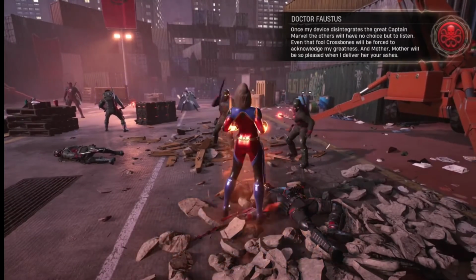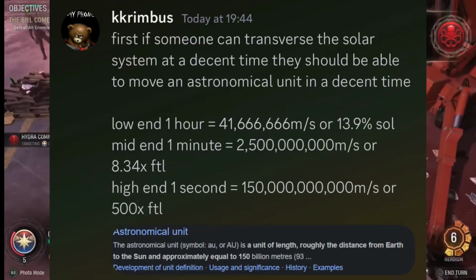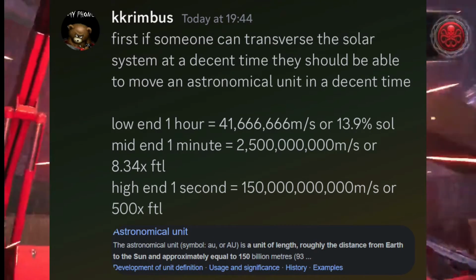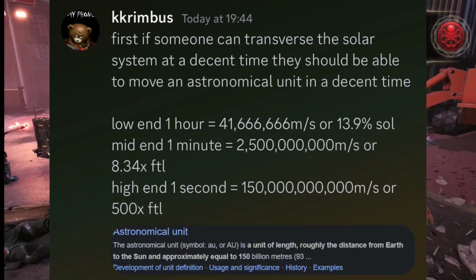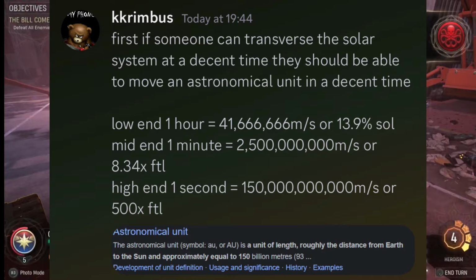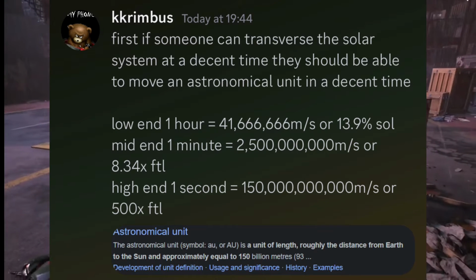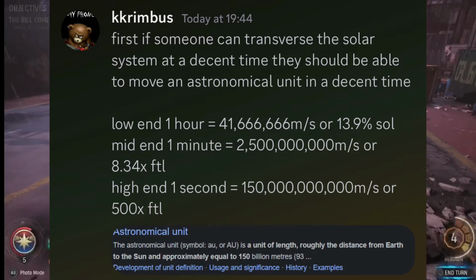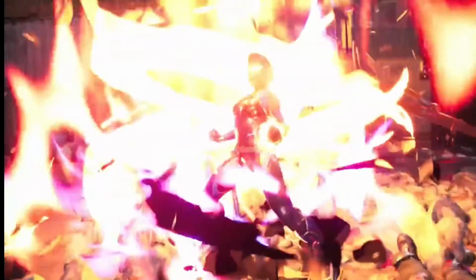Someone who can traverse the solar system in a decent time should be able to move an astronomical unit in a decent time range, anywhere from the low end of 13.9% the speed of light, aka relativistic, with the mid end being around 8.34 times the speed of light, aka FTL, to the higher end interpretation being around 500 times the speed of light, aka massively faster than light, which is very impressive. So that's going to round up speed, AP, and stats.